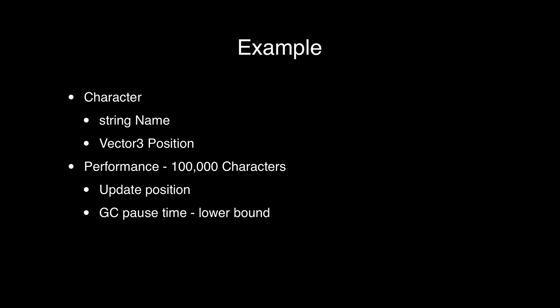So that was a real quick run through of how things work, and now we're going to try to apply that to something useful. So we're going to do an example. This example is just a character. The character has a string name and a 3D point, which is a position, and we want to have 100,000 of these characters, and we're going to time the performance of two things. One is, how long does it take to update all 100,000 characters' positions? And the other thing is, how long is the GC going to pause every time the GC runs?